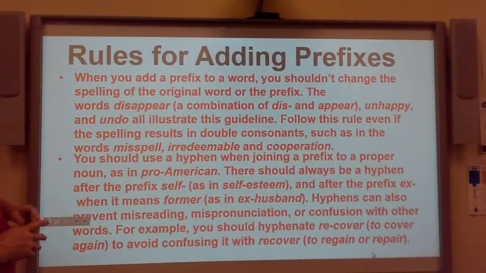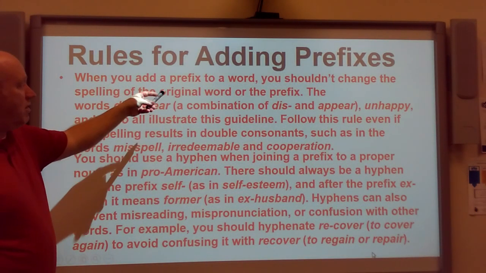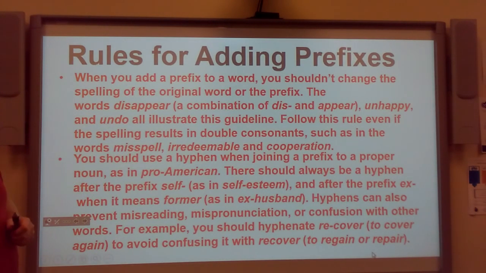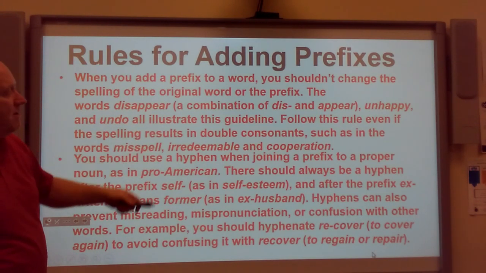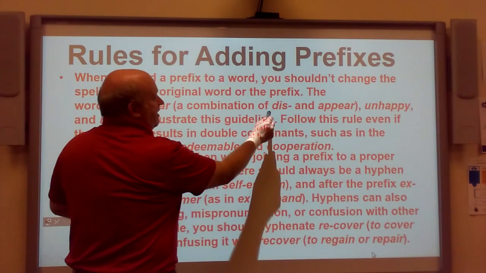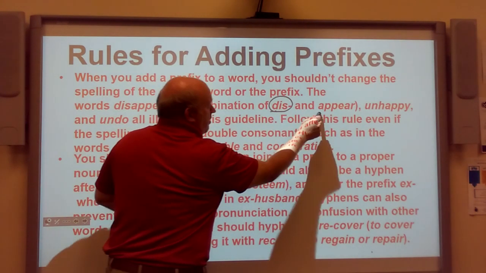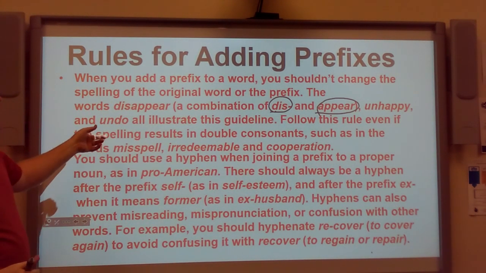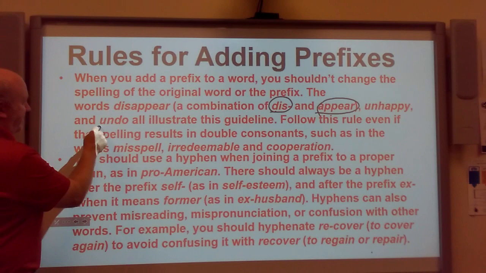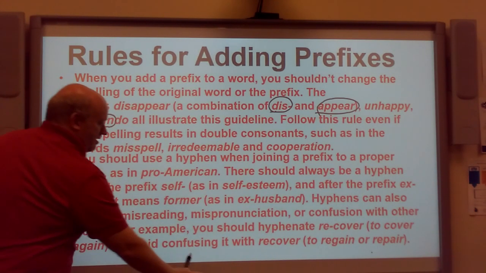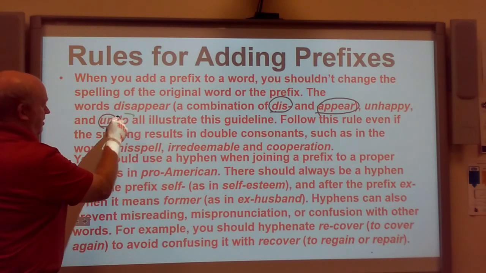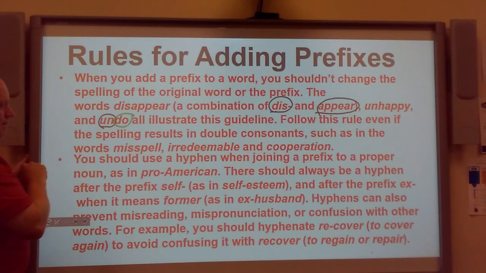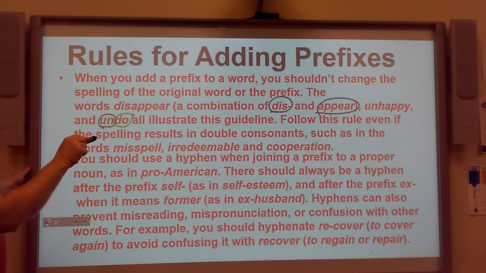Rules for adding a prefix. When you add a prefix to a word, you shouldn't change the spelling of the original word or the prefix. The word disappear is a combination of the letters dis with the word appear. Unhappy and undo. Here's my prefix. Here's my root word. Okay. And that illustrates this guideline.